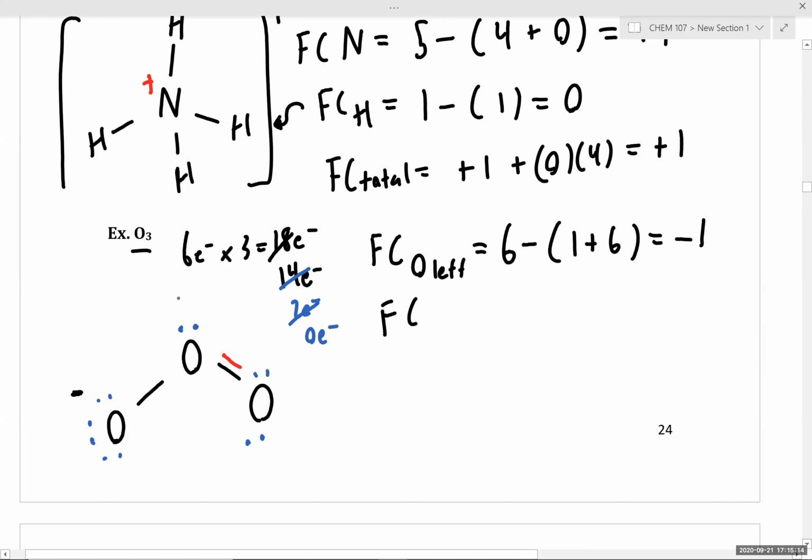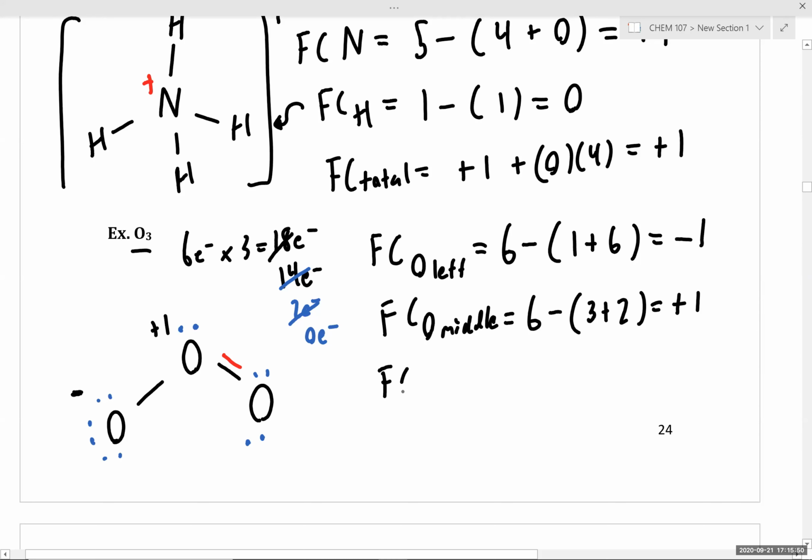Let's look at the formal charge of the oxygen in the middle. Well, we still have a group number of 6, and now how many total bonds do we see? 3. Yep, we have 3 bonds to this central oxygen, and how many lone pair electrons do we have on this central oxygen? 2. Yep, and that gives us a formal charge of +1.